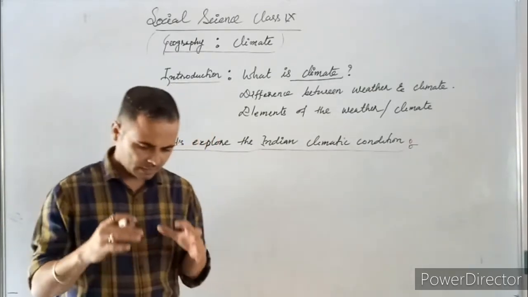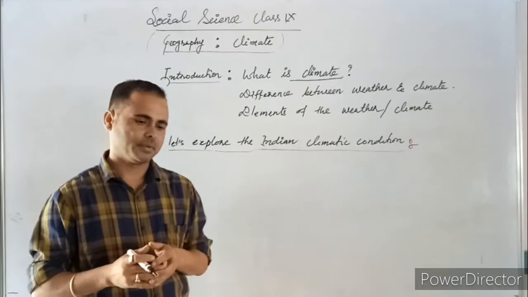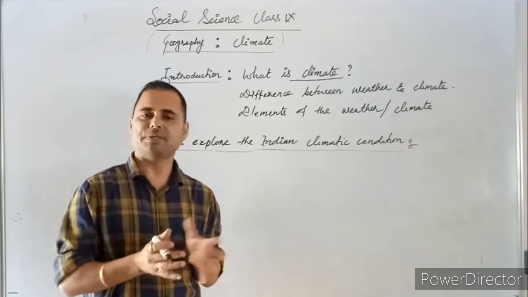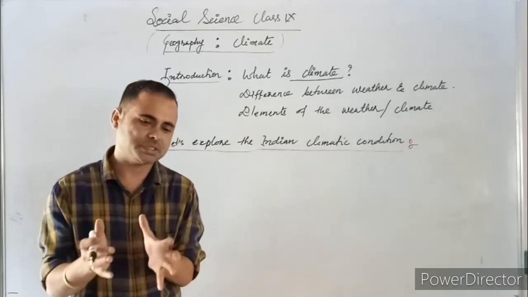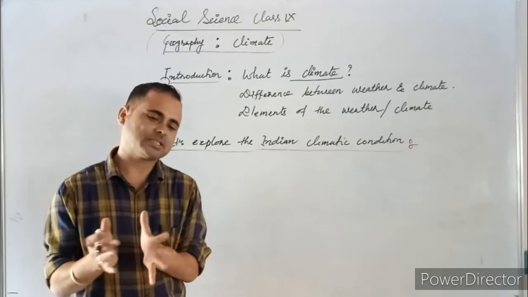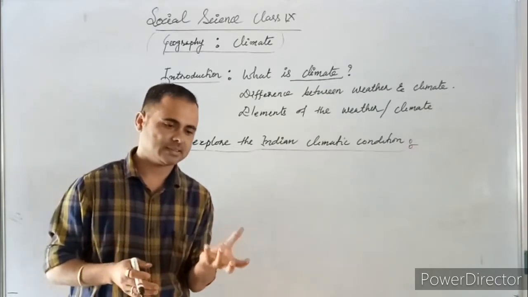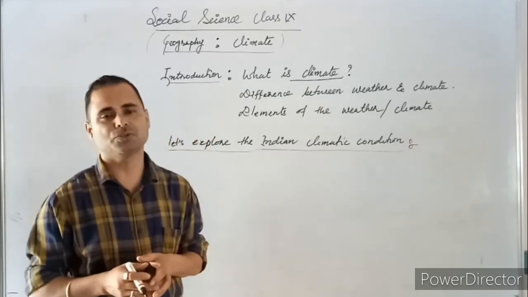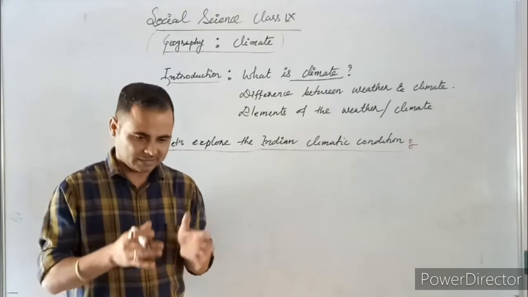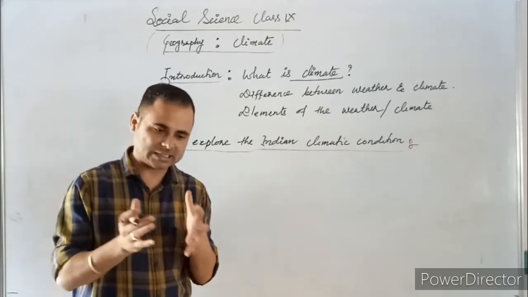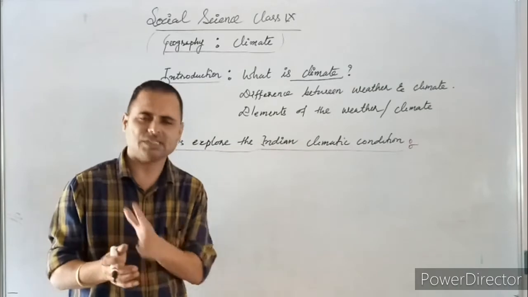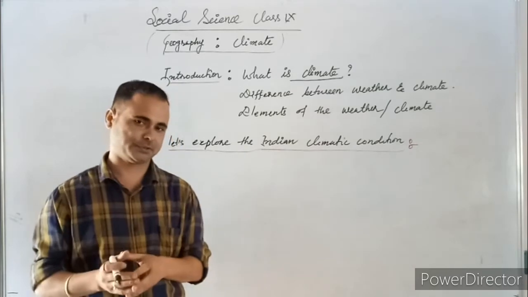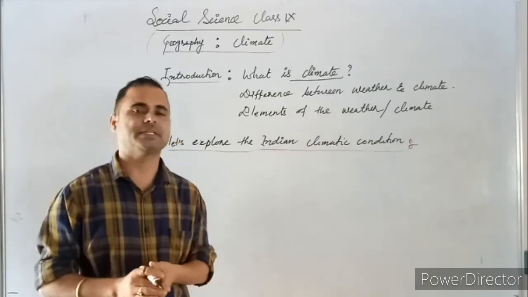Where you are staying or living in a particular area, you might have experienced sudden fluctuations in the atmosphere. Often it is sunny, suddenly it starts to rain, and suddenly a fast wind starts to blow. This continuous fluctuation that you experience in a particular area for a very short period of time is called atmospheric conditions, which keep on fluctuating.